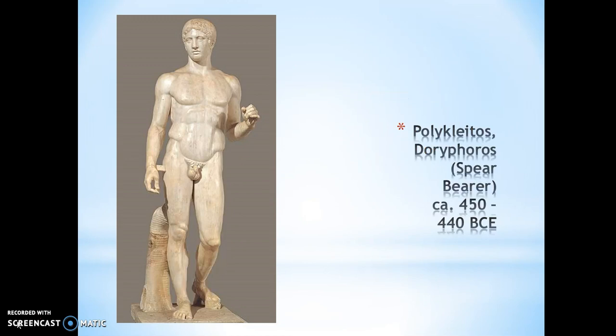So we have Polykleitos, he was like our main guy, main artist. This is his Doryphoros, better known as the Spear Bearer. This is from 450 to 440 BCE. This particular image is a copy of the Greek bronze original. And remember, I told you that the majority of Greek sculpture that you're going to look at that's marble is actually a Roman copy.